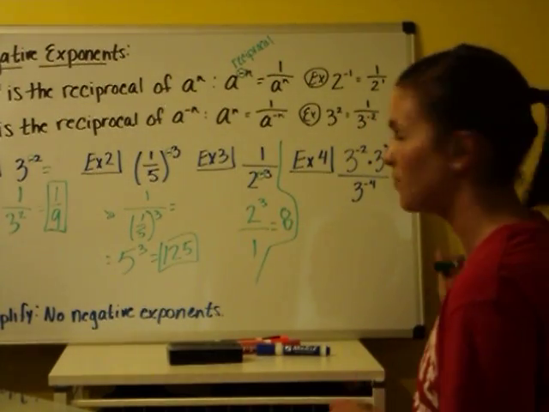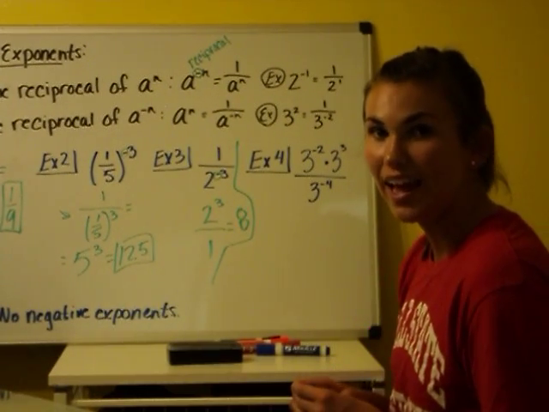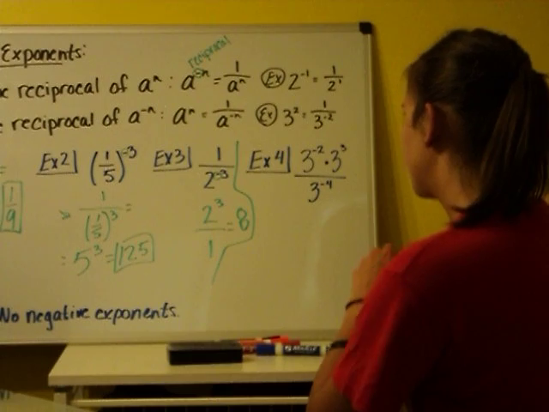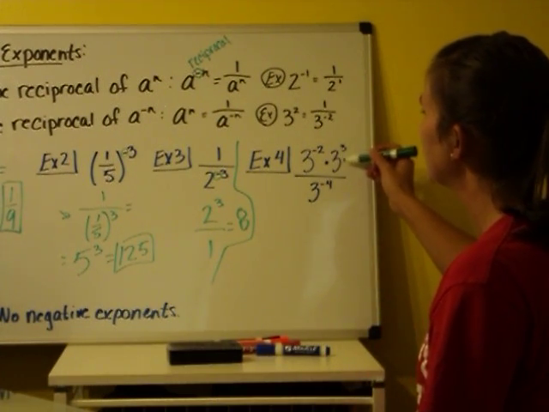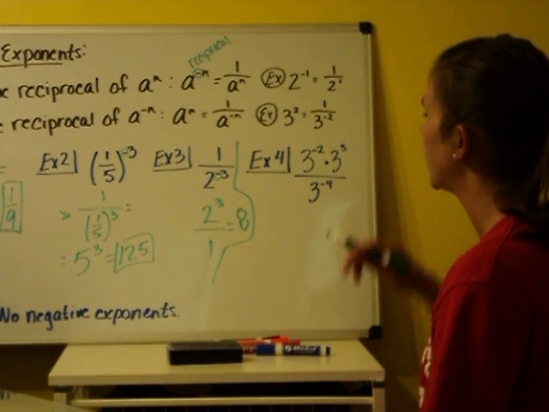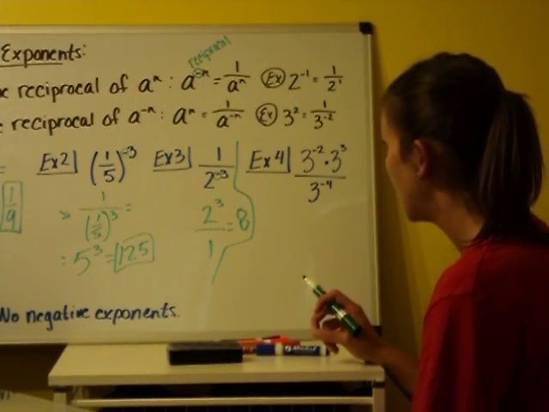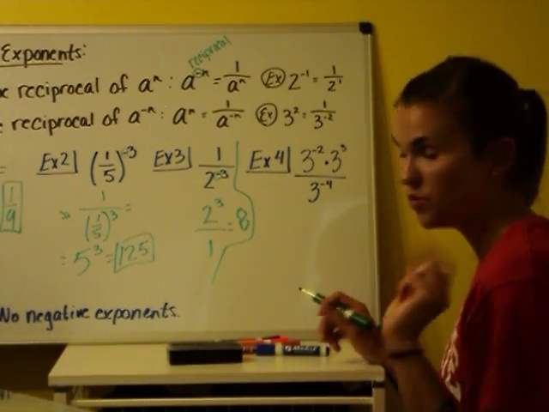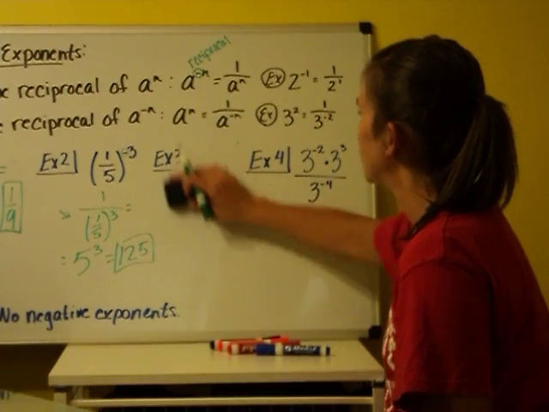Alright, in our last example, we are going to apply negative exponents and some of our exponent properties. Okay, so we have 3 to the negative 2 power times 3 cubed all over 3 to the negative 4th power. Okay, now we can do this 2 ways. We're going to do way number 1 first, and then way number 2 second.